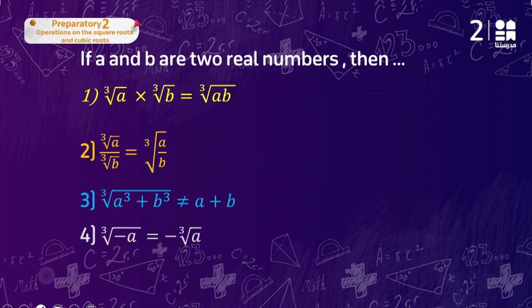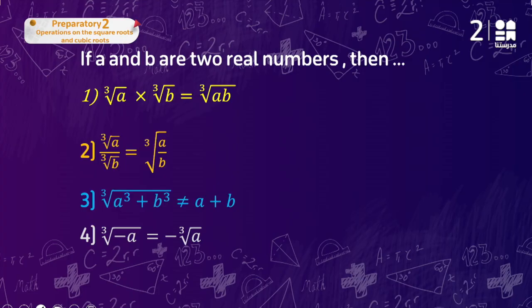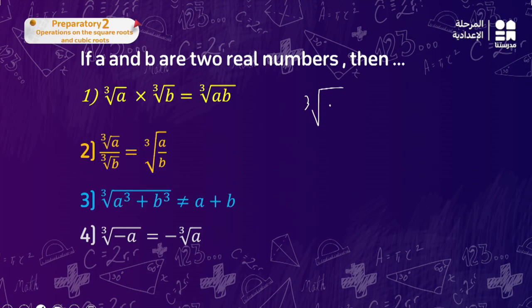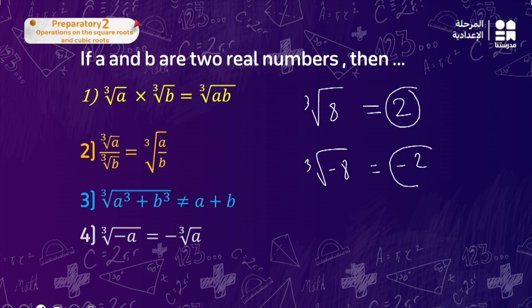And here there is something that distinguishes the cube root from the square root. We agreed that the square root must be a non-negative number. The square root cannot deal with negative numbers, or negative real numbers, but the cube root can. So cube root of negative a will be negative cube root of a. So if I say here that the cube root of 8 is 2 and the cube root of negative 8 is negative 2, then if I have a positive real number under the cube root, the result will be positive. If I have a negative real number under the cube root, the result will be negative.